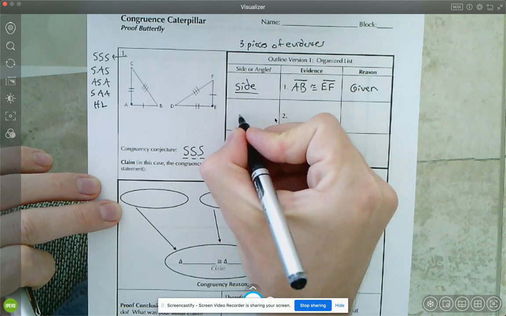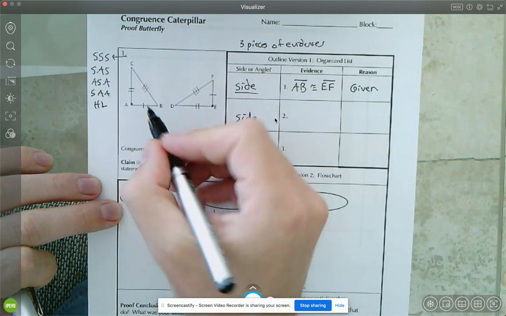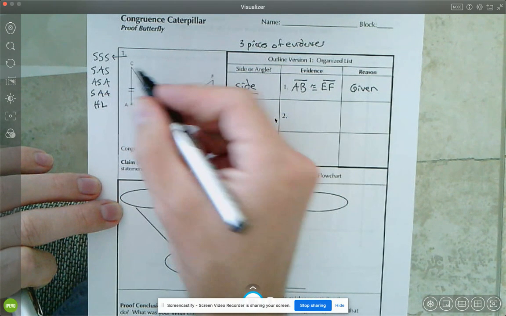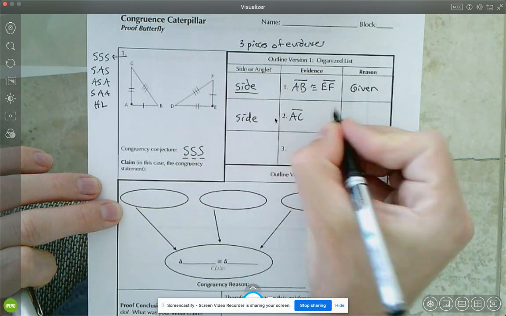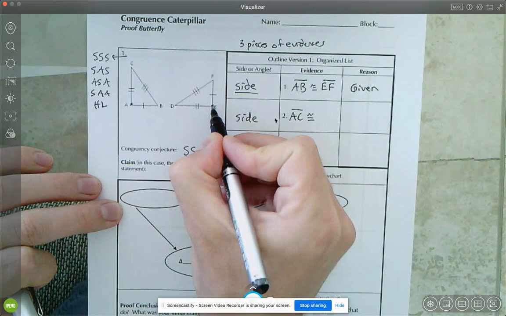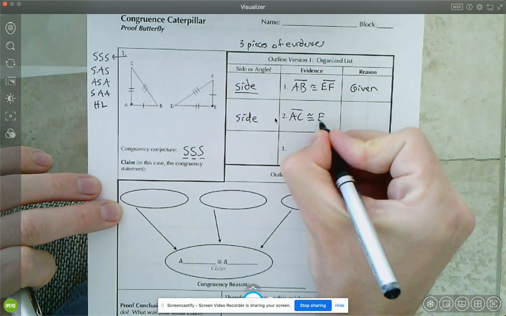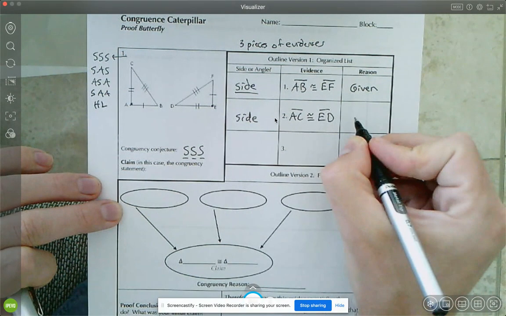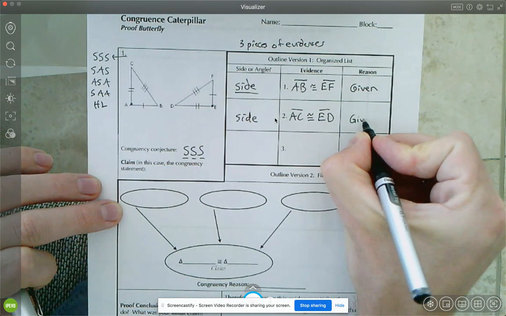The next piece of evidence could be another side. We did the one dash, so let's do the two dashes now. The two dash right here, I have AC. Side AC is congruent to, now the corresponding letter to A is again E, but instead of F, ED right here. And again, this was given to us in the diagram.